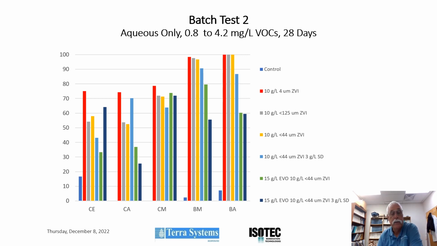A slight improvement of the 44 micron ZVI, 58%, was present over the 125 micron ZVI. The sodium dithionite didn't improve the activity of the 44 micron ZVI, 43%. Sodium dithionite did increase reactivity of the 44 micron ZVI and EVO, at 64%, compared to the treatment with the 44 micron ZVI without the dithionite, which included the EVO at 33%.